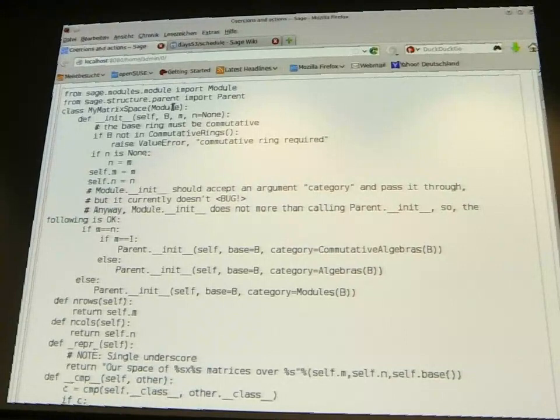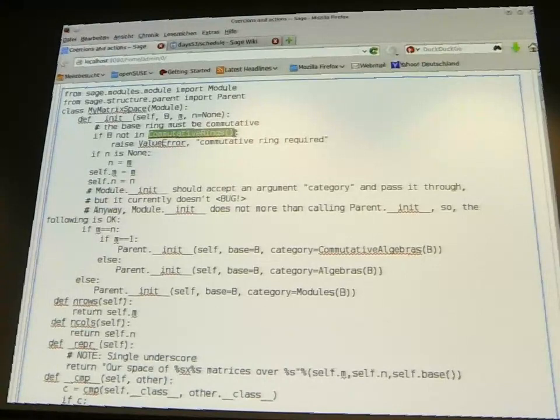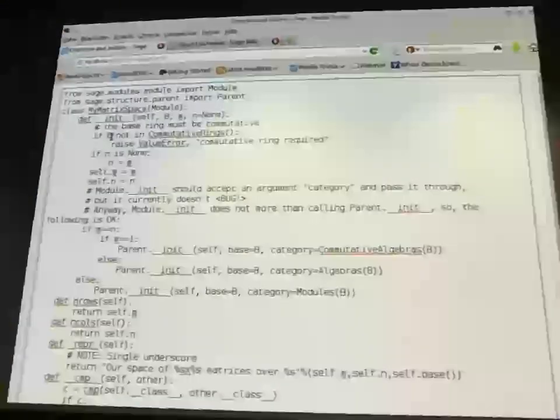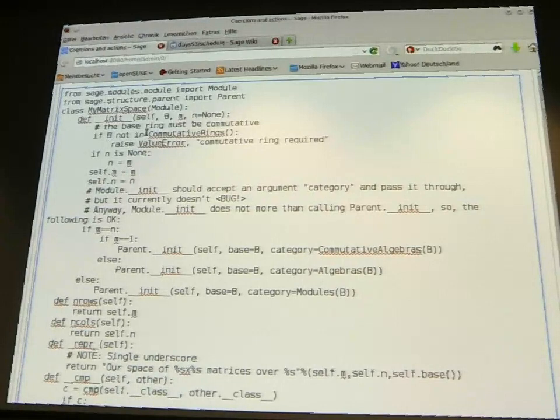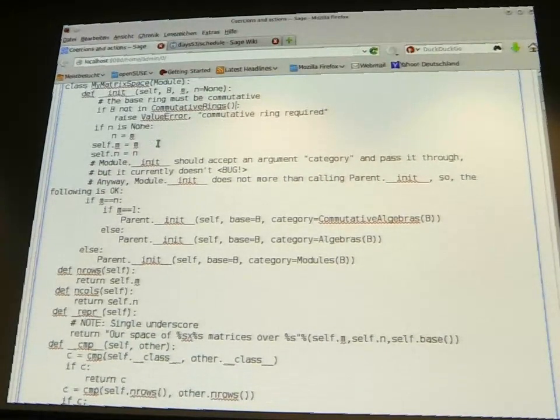And first of all, the ring of coefficients should not be just a ring, but it should be a commutative ring. So this is an example of how to test whether something is a commutative ring. Simply create the category of commutative rings and ask if B is in this category. If it is not, then we raise a value error because we want to work over commutative rings. And then we have the number of rows and the number of columns stored in some attribute.